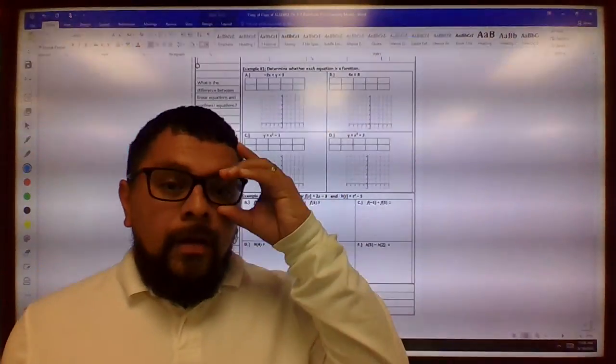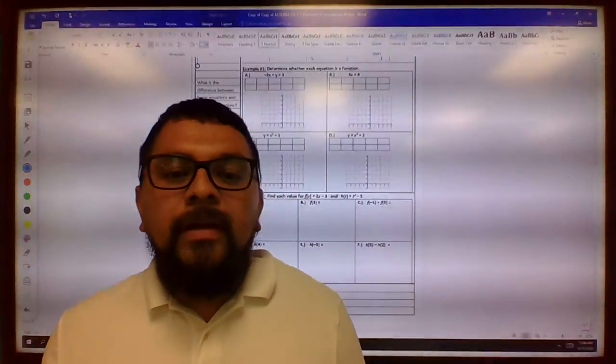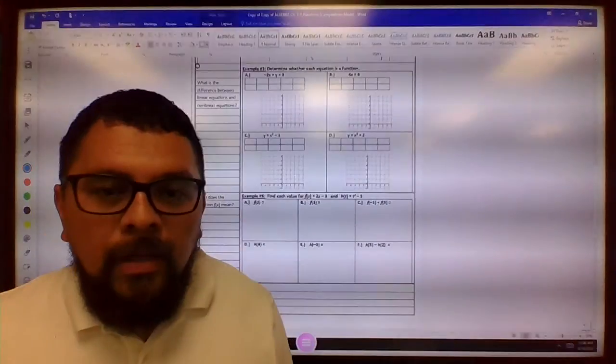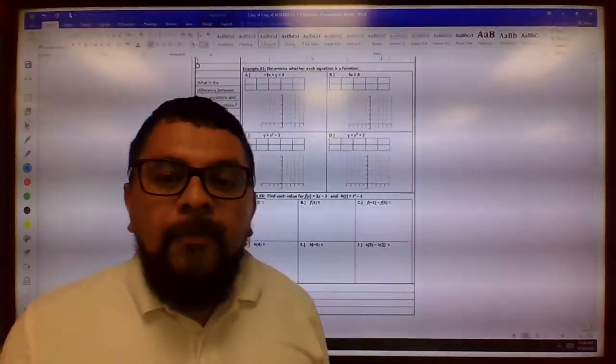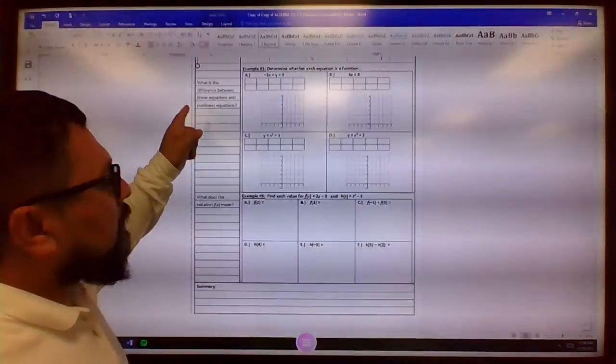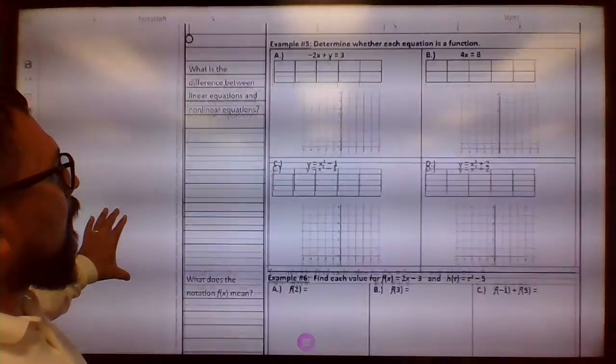So we are going to go ahead and finish today's lesson that we've been working on, 1.7. We're going to go ahead and do example number 6. Before we do that, let's go ahead and answer this question up here. Let me zoom in. It's next to number 5.